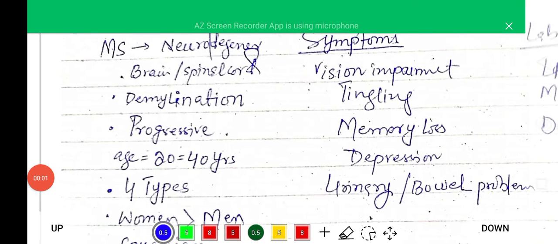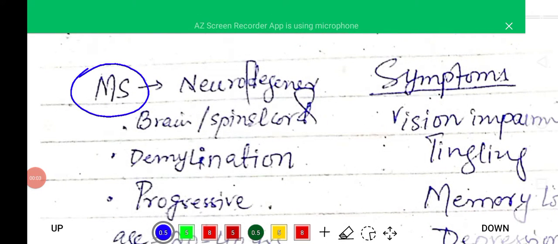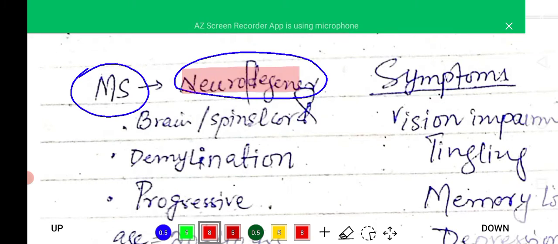Okay, so right now we will be looking at the disease named multiple sclerosis, and it is a neurodegenerative disease in which degeneration of neurons occurs. That's why we call it neurodegenerative disease. It most commonly affects the brain and spinal cord.